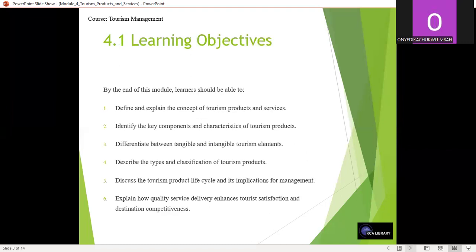Now, what are the learning objectives? By the end of this module, learners should be able to define and explain the concept of tourism products and services, identify the key components and characteristics of tourism products, differentiate between tangible and intangible tourism elements, describe the types and classifications of tourism products, discuss the tourism product life cycle and its implication for management, and explain how quality service delivery enhances tourist satisfaction and destination competitiveness.